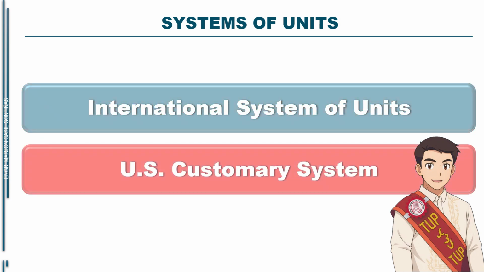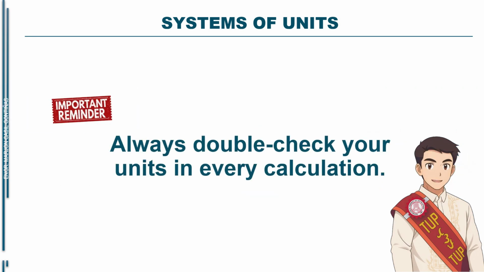US customary units. Still widely used, especially in the United States, but remember, this system is gravity-based, meaning its force units are tied to Earth's gravitational pull. Plus, unit conversions in this system are a bit more tedious and prone to mistakes if you're not careful. And most importantly, always double-check your units in every calculation. It might seem basic, but wrong units can totally mess up your answer, your design, or worse, your entire project.